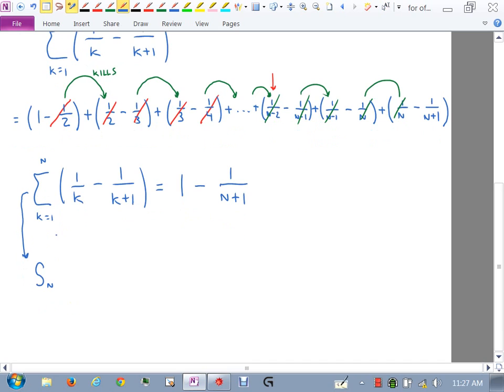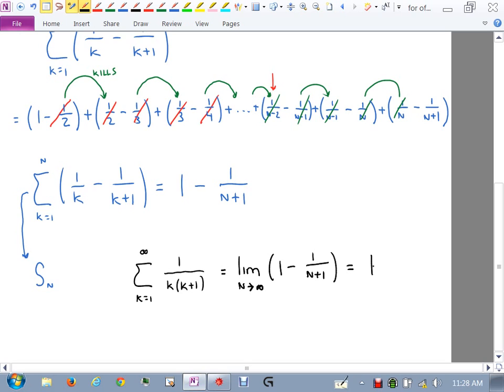So I'm going to take the limit. I'm out of room here. The sum as k equals 1 to infinity of 1 over k times k plus 1, that was our original series, right? Before I did partial fractions, will be equal to the limit as n goes to infinity of 1 minus 1 over n plus 1, which is equal to 1. I hope that makes more sense.